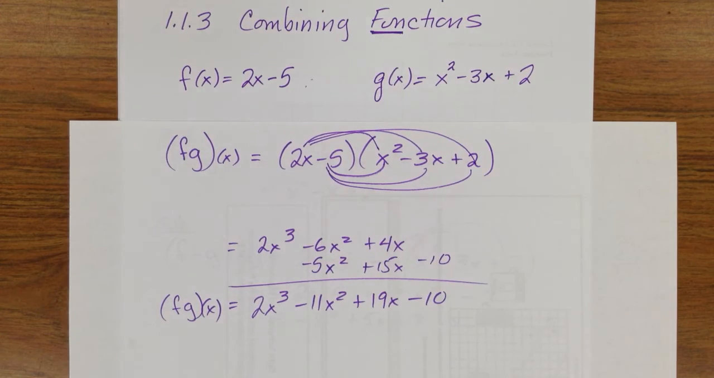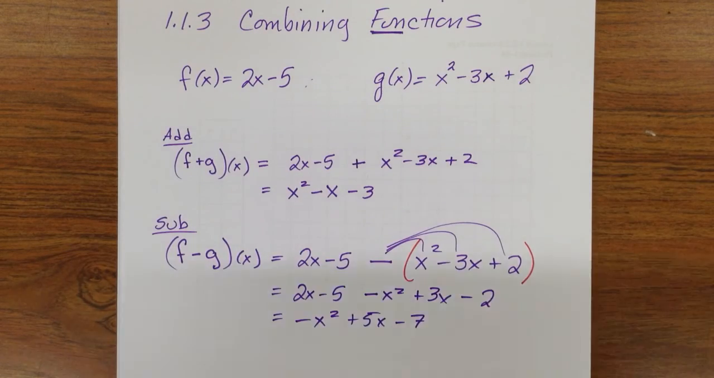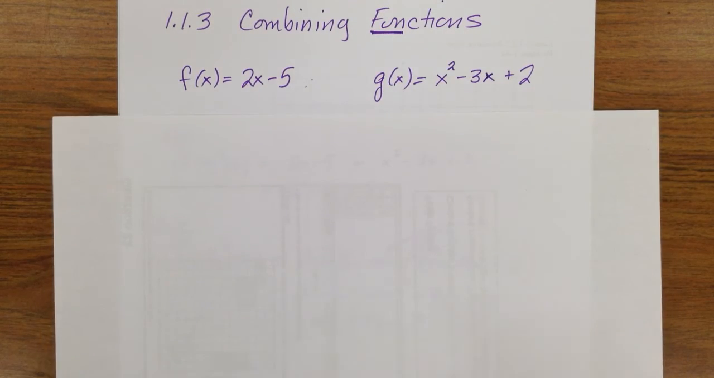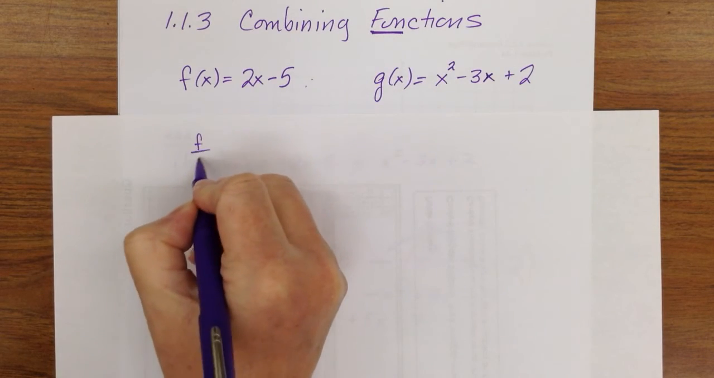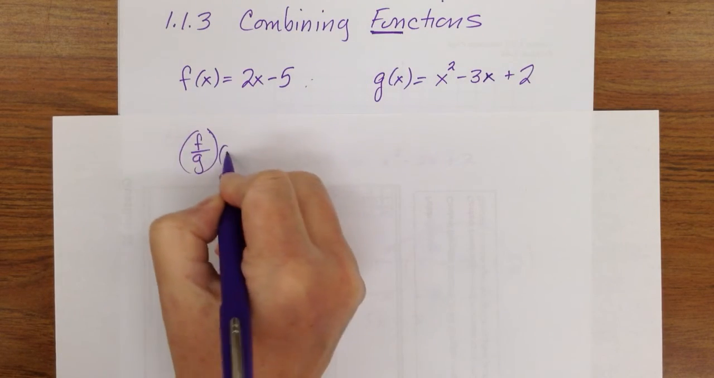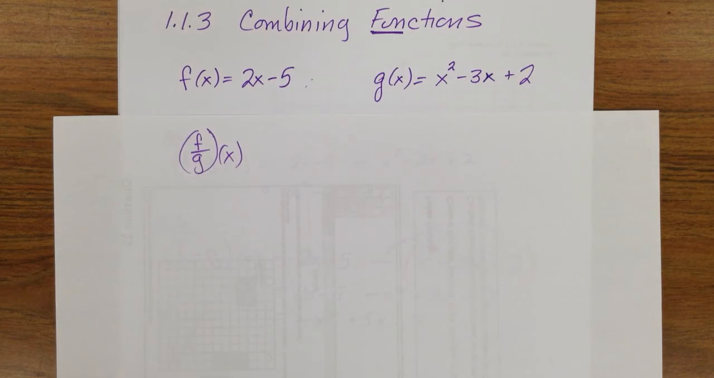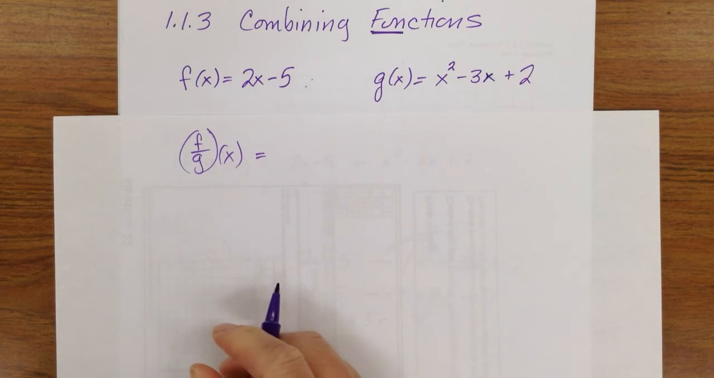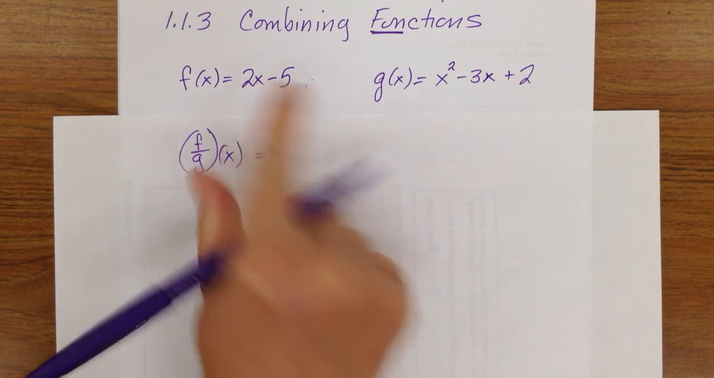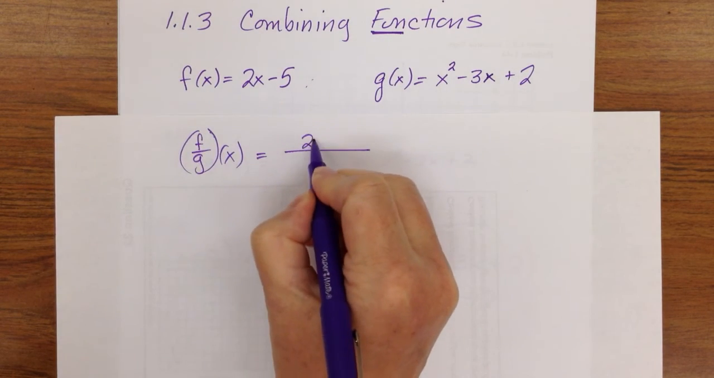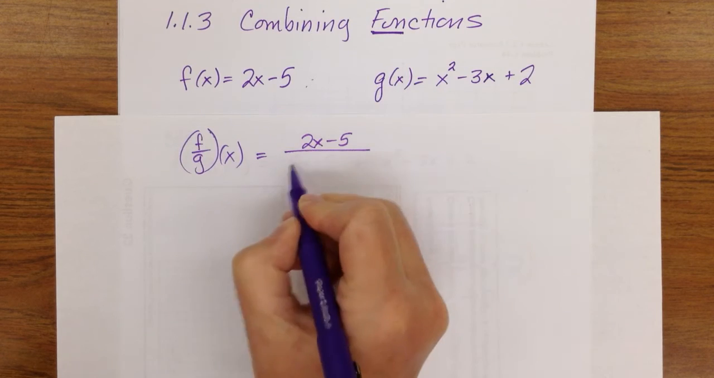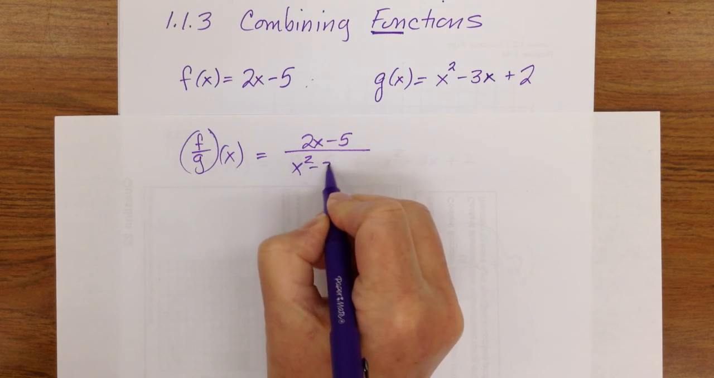We added functions, we subtracted functions, we multiplied. That's right. We can divide functions. I bet you thought of that. The notation is a little strange. We have f over g at x. And it is this straightforward. You make a fraction or a rational function out of it. We put the f function in the numerator. We put the g function in the denominator.